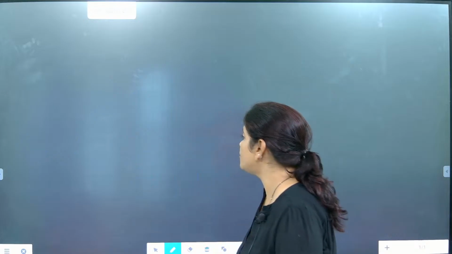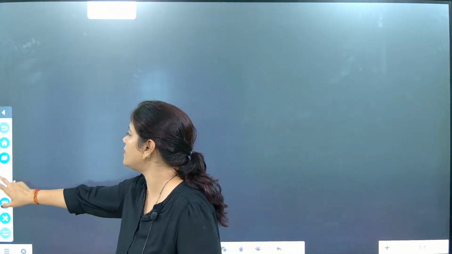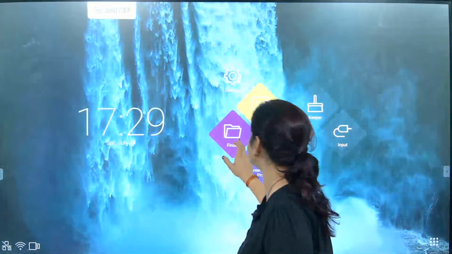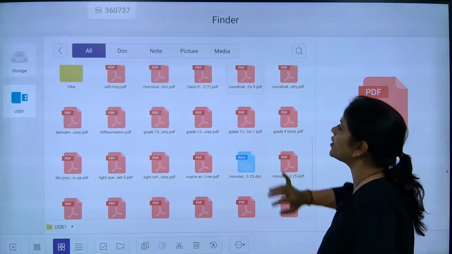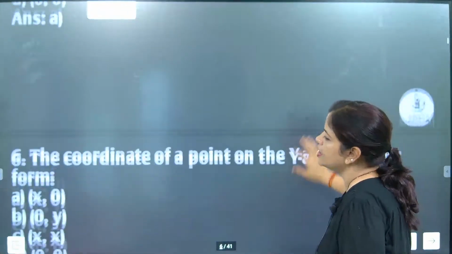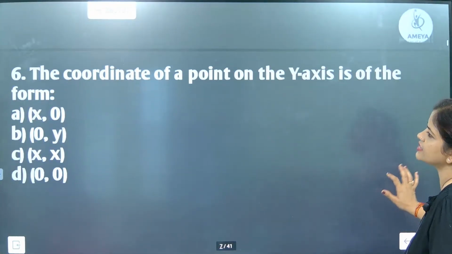Now we are going to go for the next part. Shall we go for the next part, beta? So now if somebody will be asking you about this part, let's check this one out. Now we will solve some questions. Easy questions are there. The coordinates of the point on the y-axis are of the form.